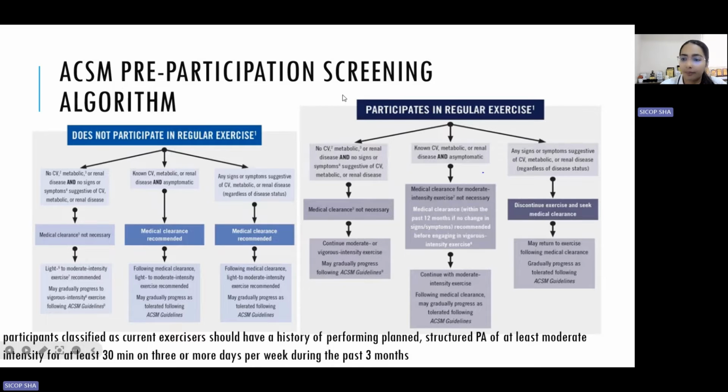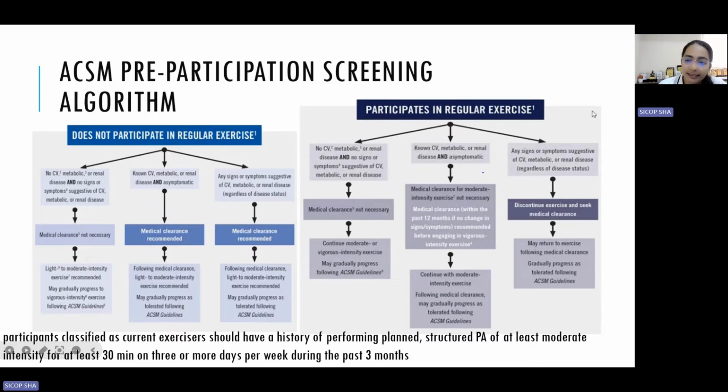These patients can continue with moderate to vigorous intensity exercise. Since these participants are doing regular exercise, we need not start with low intensity. They would be directly starting at moderate or vigorous intensity and can gradually progress as per the ACSM guidelines. Now, if they have a known condition, even if they are asymptomatic but are regularly exercising, medical clearance for moderate intensity exercise is not necessary.